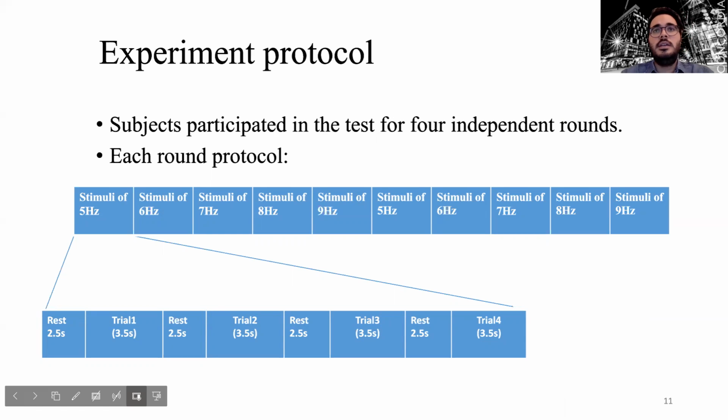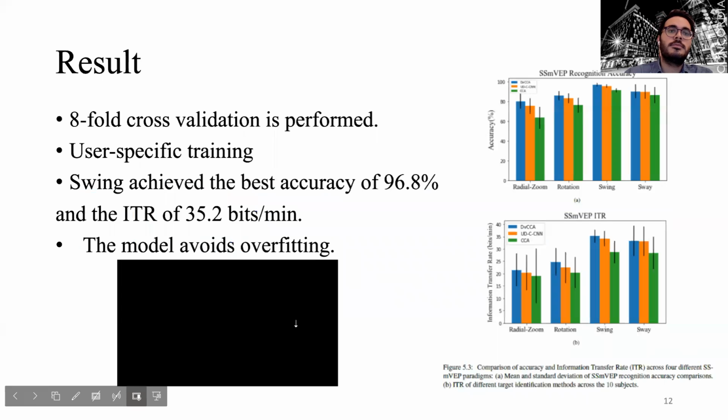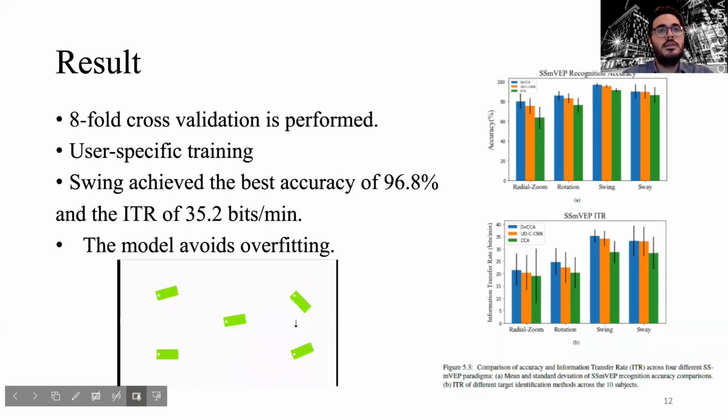Subjects participated in the test for 4 rounds with a 10-minute break between the rounds. In each round, all targets are displayed one by one, and subjects are asked to look at the target where the cursor is pointing. The experiment is repeated 2 times for each target, and we have 4 trials for each one. Each trial lasts 3.5 seconds, and there's a 2.5 second break between 2 consecutive trials. Here we can see the video of the test.